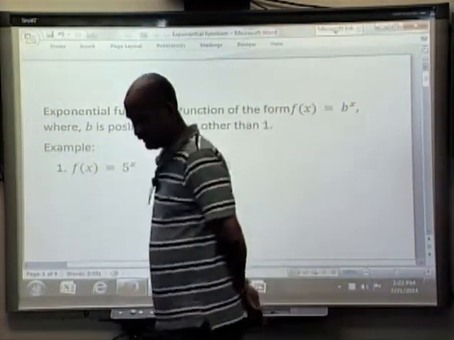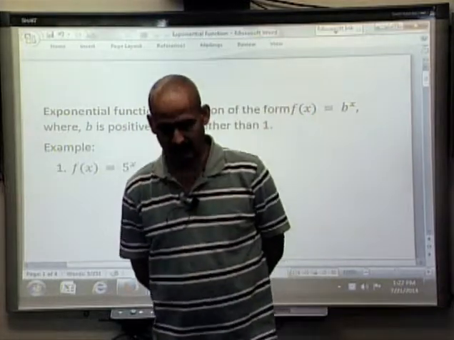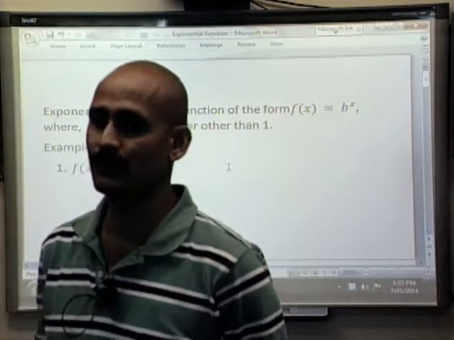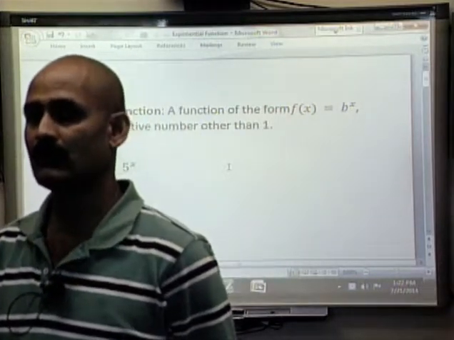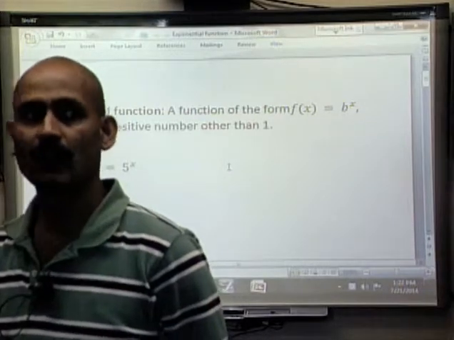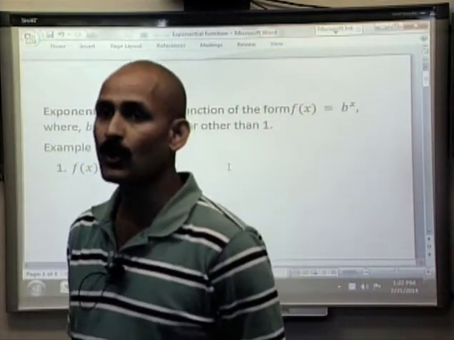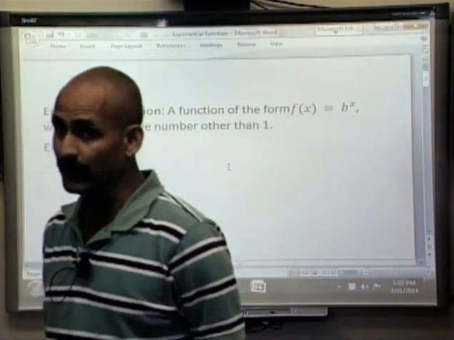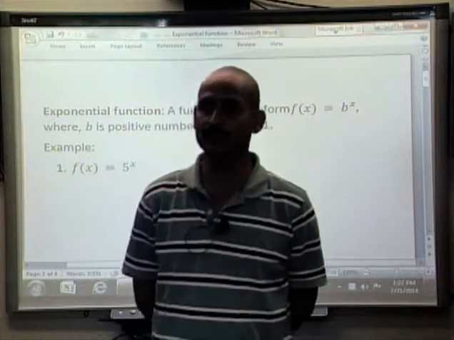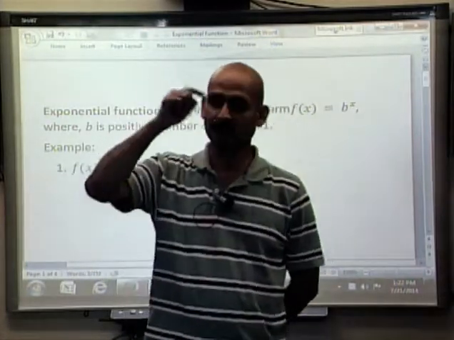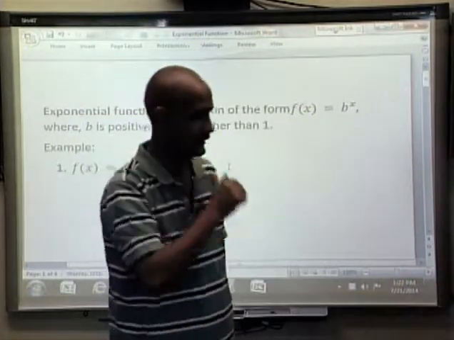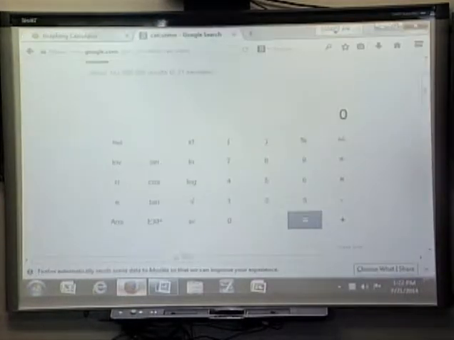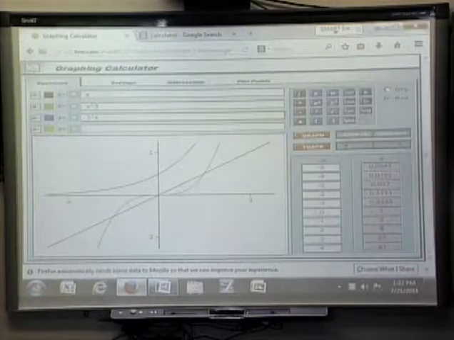Exponential functions, we use exponential functions to model any process where the growth rate is very high. Exponential functions represent processes where the function grows very fast. For example, let us look at this graph.